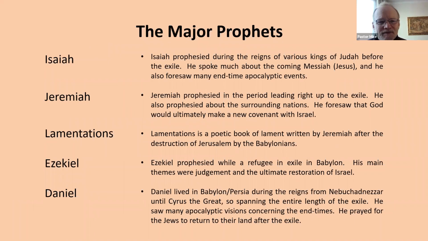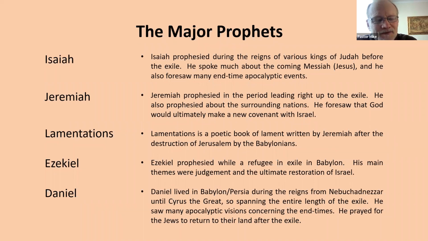So the prophets, these are the major prophets, and you've got Isaiah, Jeremiah, Ezekiel, and Daniel, and this, as I said before, small book of Lamentations stuck in the middle of them, which is just a poetic book of lament written by Jeremiah after the destruction of Jerusalem by the Babylonians. So it's very aptly placed there because in some senses it's a continuation of the book of Jeremiah. So it should sit next to that one in the scriptural order.